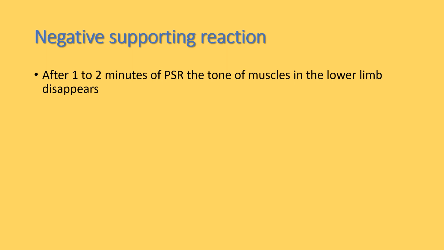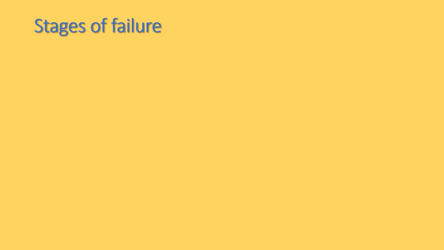Negative supporting reaction: after 1 to 2 minutes of the positive supporting reaction, the tone of the muscles in the lower limb disappears. So the animal cannot stand and walk for more than 2 minutes. That is the negative supporting reaction. The stage of failure in spinal cord injury occurs due to improper medical and nutritional support. After the stage of shock and the stage of recovery, it enters the stage of failure.